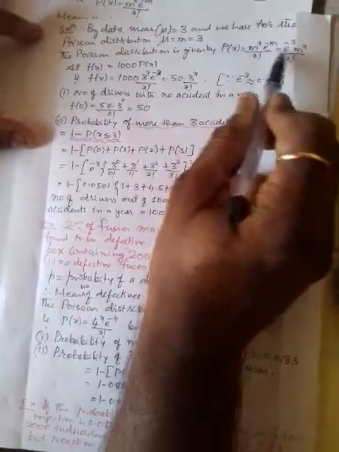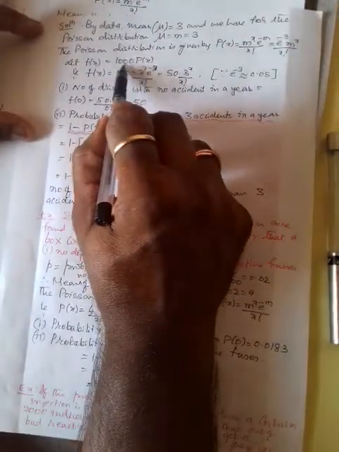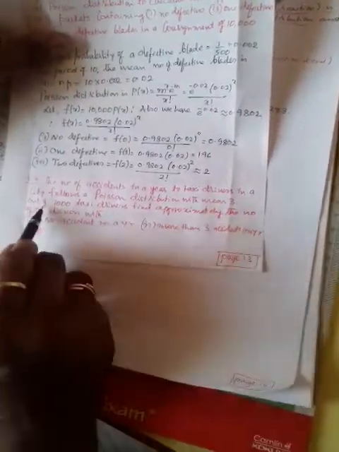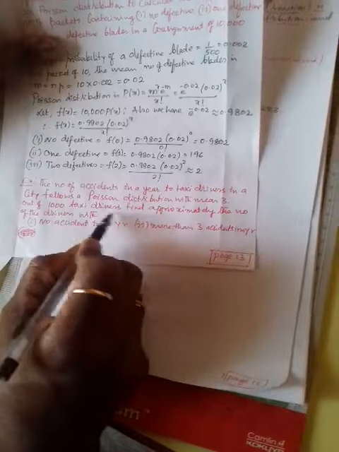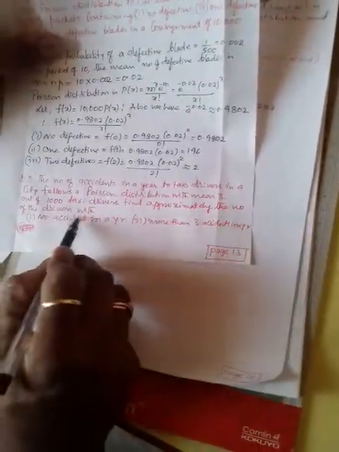The Poisson distribution is shown here. Therefore, f of x equal to what? 1000 into p of x. Why is it 1000? It is already given. Out of 1000 taxi drivers, find approximately the number of drivers with these two conditions. Okay, therefore number of drivers with no accident in a year, that is f of 0 is equal to 50.